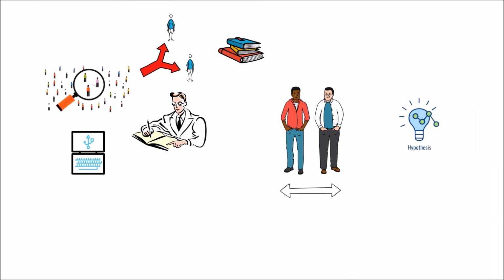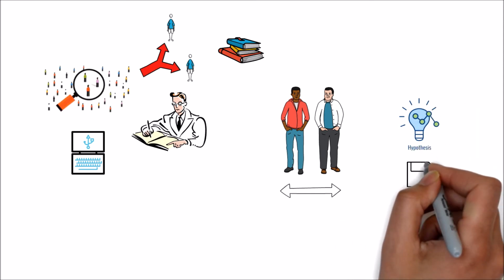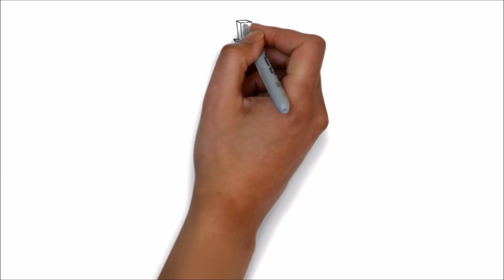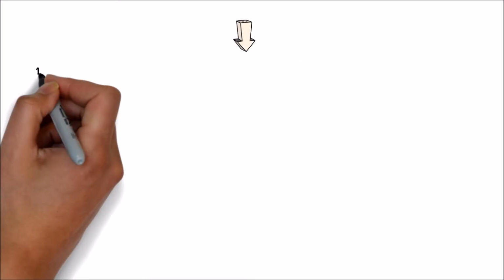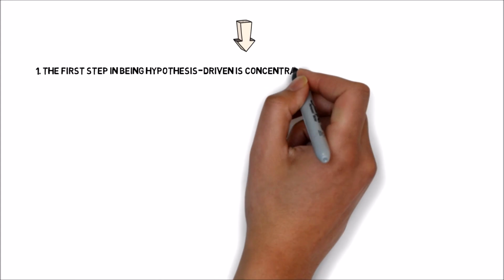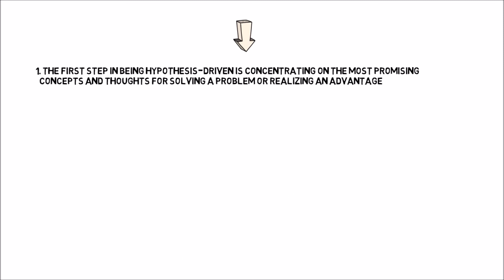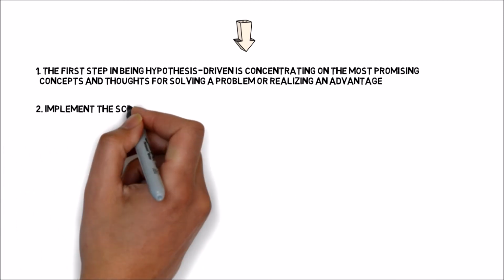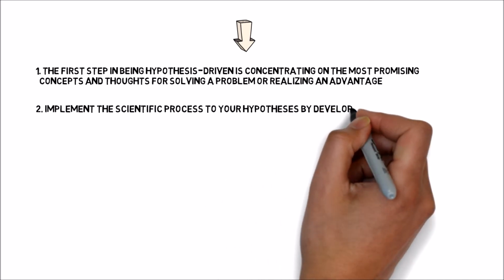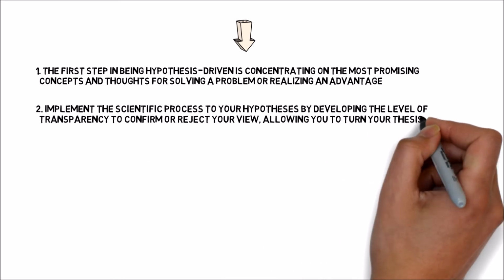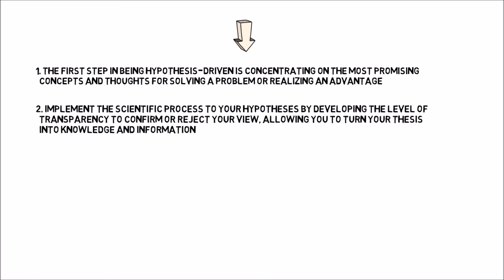Finally, a hypothesis is a concept or theory frequently based on little data that serves as the starting point for additional research to verify, invalidate, or improve the hypothesis using facts and empirical data. There are steps to being hypothesis-driven, which are as follows. The first step is concentrating on the most promising concepts and thoughts for solving a problem or realizing an advantage. The second phase is to apply the scientific process to your hypothesis by developing a level of transparency to confirm or reject your view, allowing you to turn your thesis into knowledge and information.